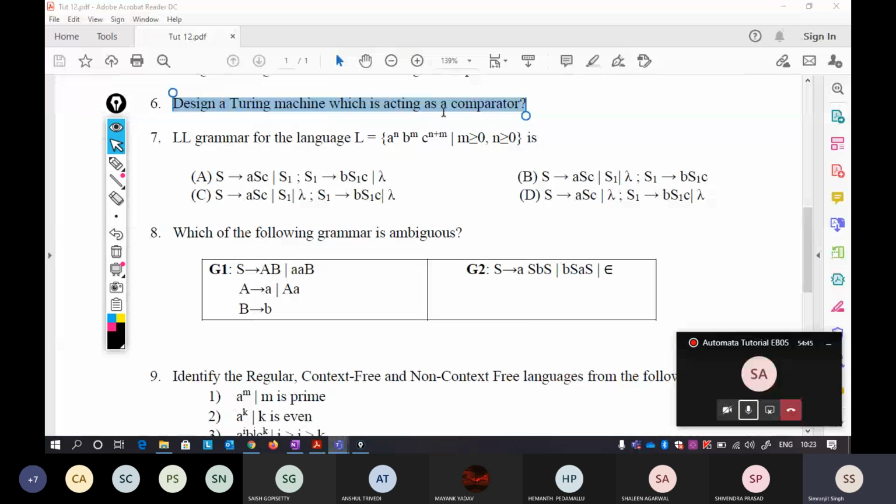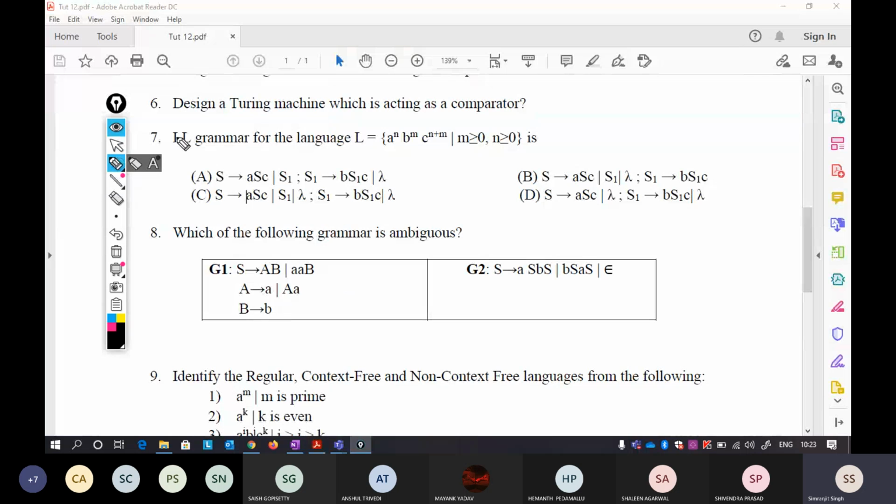Okay, so if you see this question, just ignore the LL here. So it's the compiler part. This is just a left, don't worry about this LL here. So we need a grammar for the language a raised to power n, b raised to power m, c raised to power n plus m. Now the number of c's is equal to the combined number of a's and b's here.